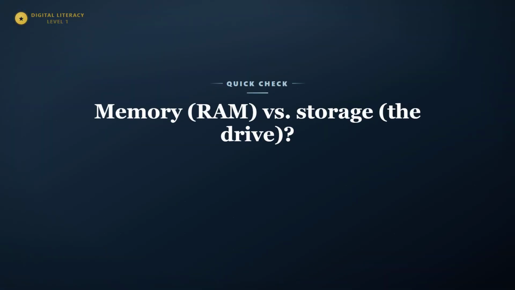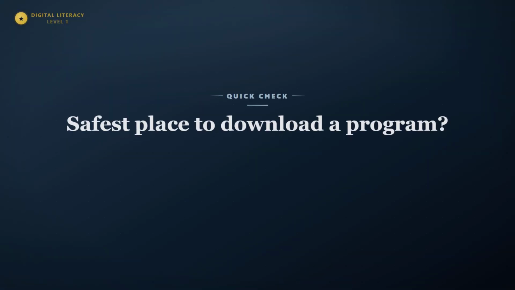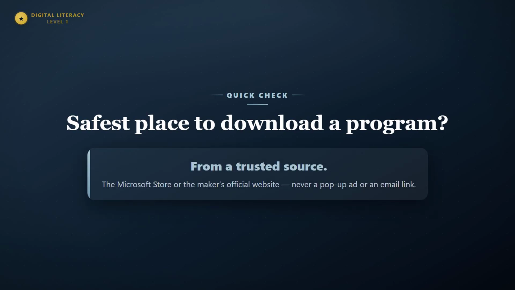Next, what's the difference between memory, RAM, and storage, the drive? RAM is short-term, like your desk, and it empties when you shut down. Storage is long-term, like a filing cabinet, and it keeps your files even when the power is off. Last one. Where is the safest place to download a new program? From a trusted source, the Microsoft Store, or the maker's official website, never from a pop-up ad or an email link.